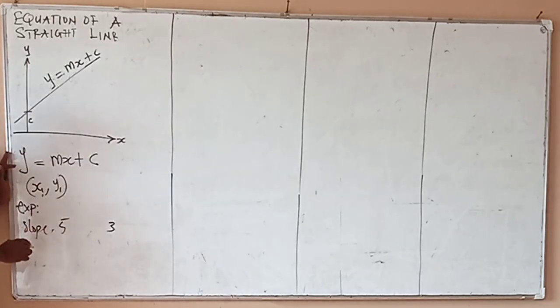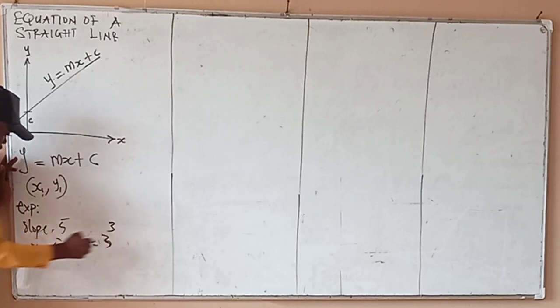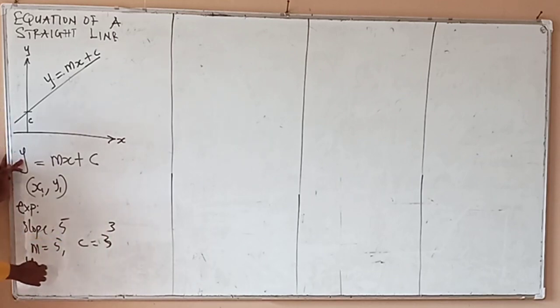So we have the equation. We said the slope m is equal to 5 and the intercept is equal to 3. So the equation now will be y is equal to mx plus c, where m is 5.